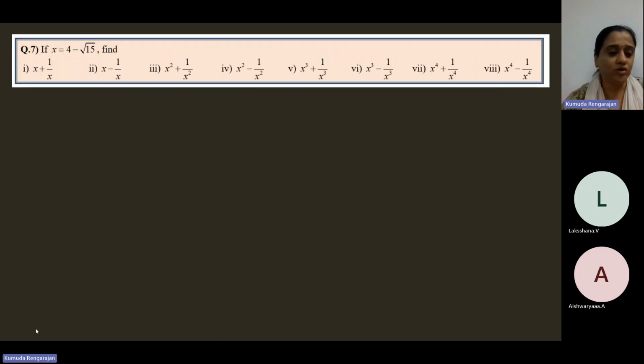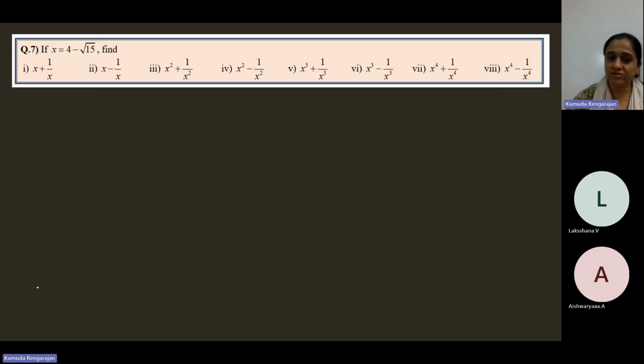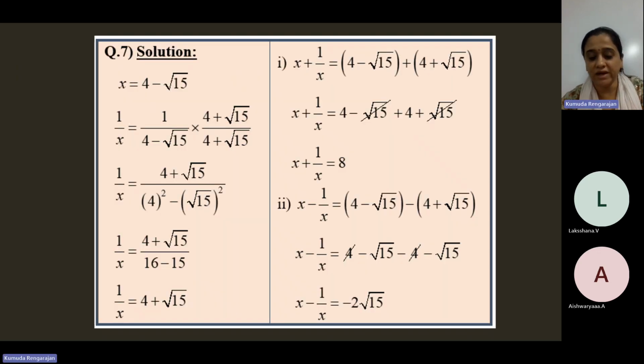Yes. So next is to find x cubed plus 1 by x cubed and x cubed minus 1 by x cubed. For this, remember, to get the value of x cubed plus 1 by x cubed, you have to cube this only. What's the value? 8. And this one is minus 2 root 15, right?